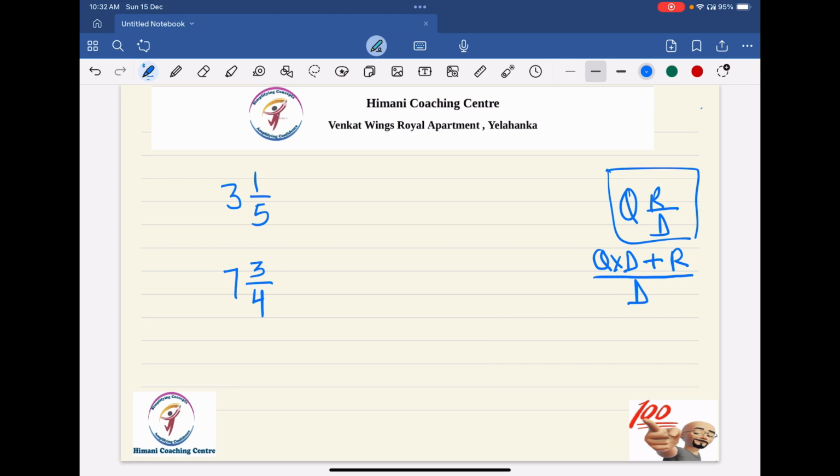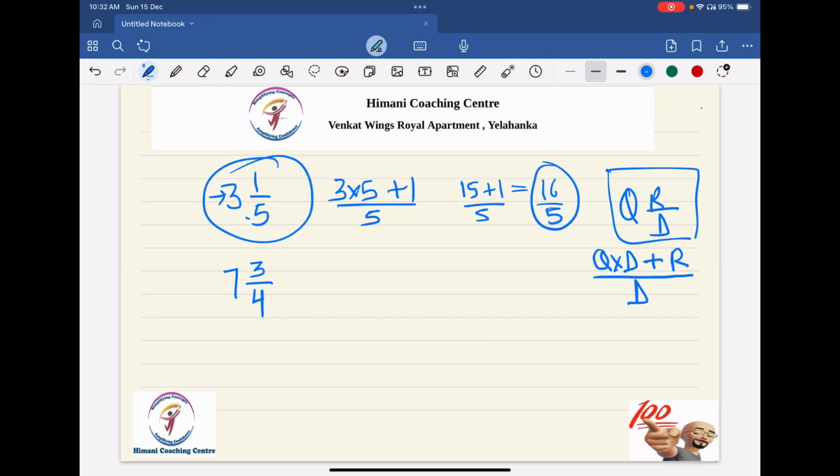So kids, 3 1 by 5. So what is the quotient here? 3. So you do 3 into divisor. What is that? 5. And remainder is 1. Okay. So you can first solve this. 3 times 5 is 15 plus 1 is 16, and then we have to divide it by divisor. So 16 by 5 is the improper fraction for 3 1 by 5. Okay. If you have got it right, very good. If you did not get it right, practice a bit more, you will learn it.